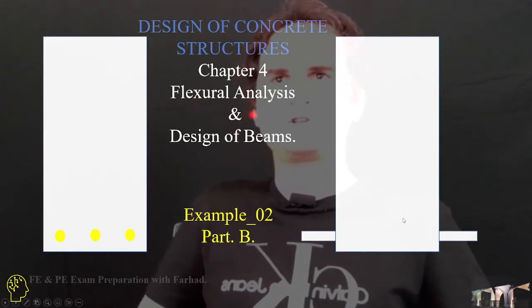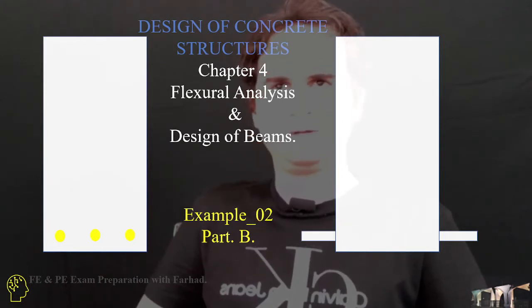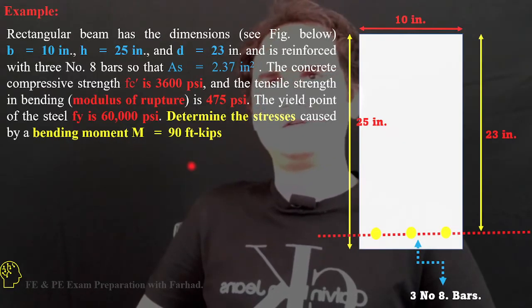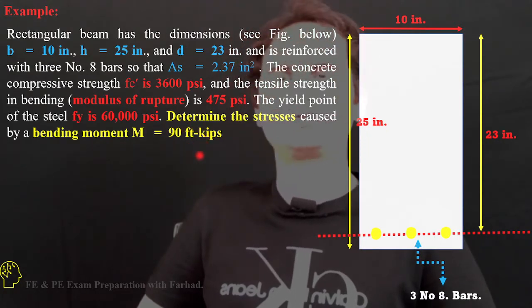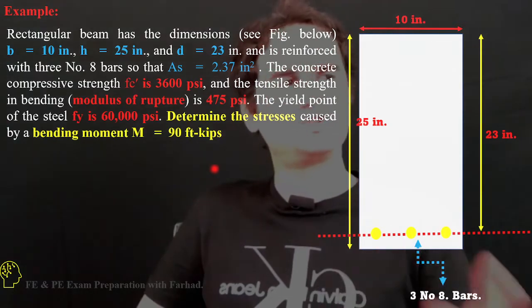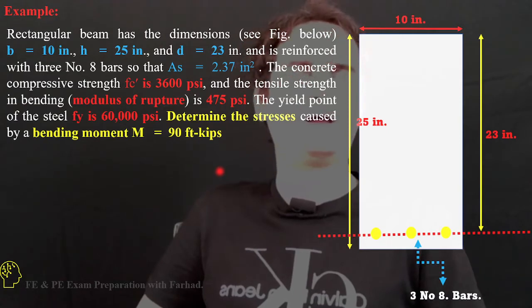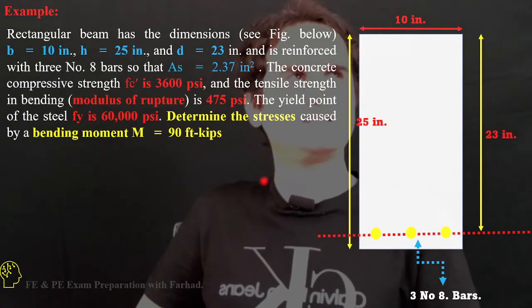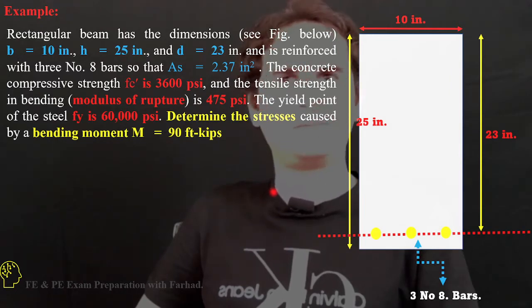Design of concrete structures, chapter 4, flexural analysis and design of beams, example 2, part B. So we continue our previous problem, in which we just doubled the bending moment from 45 feet-kilopounds to 90 feet-kilopounds, and we understand that it's no longer an elastic domain with an uncracked section. We are still in the elastic domain, but the section is now affected by some cracks.